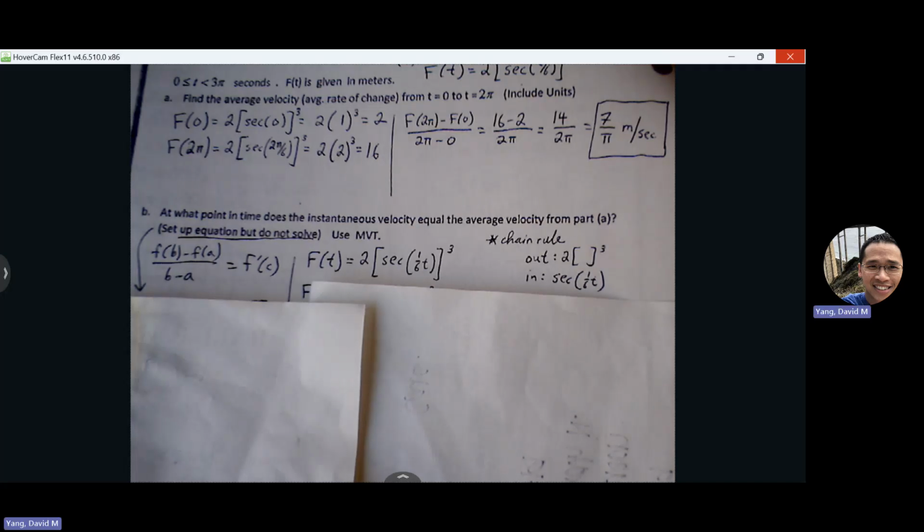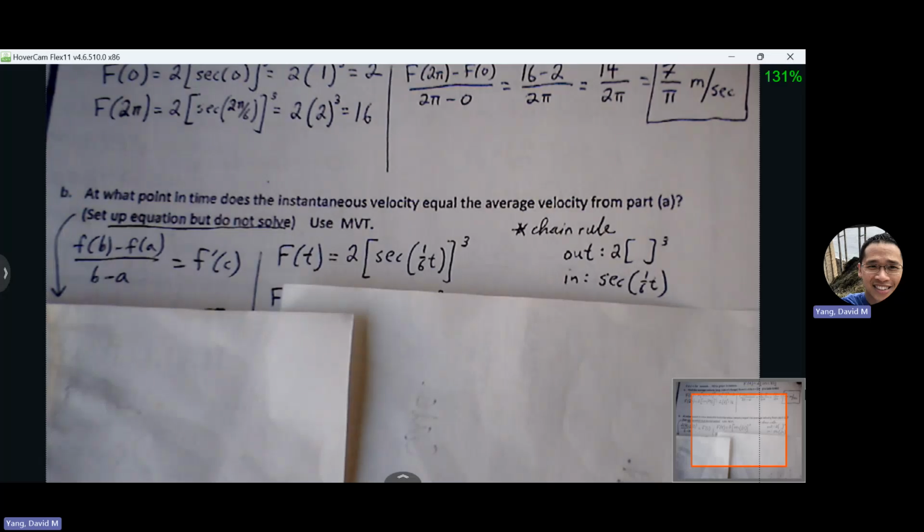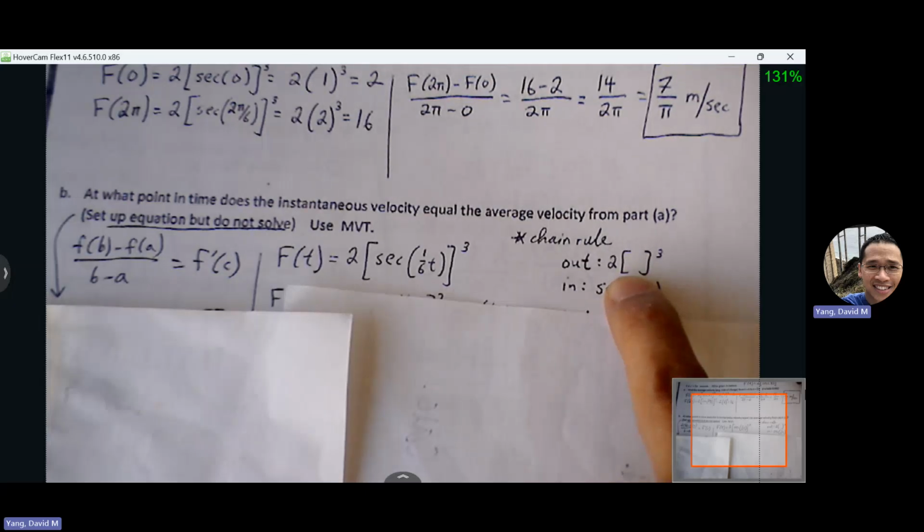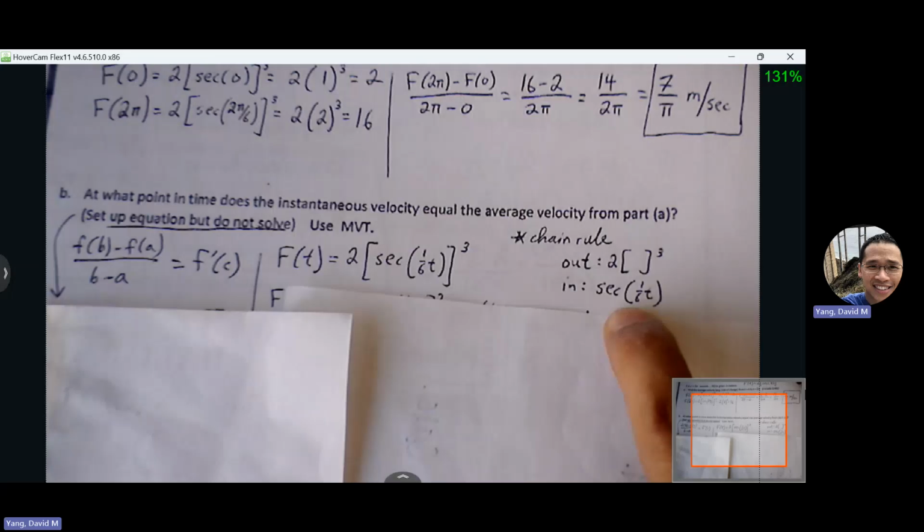So the outside portion is the 2 bracket cubed. The inside portion is the secant of 1/6 t. We're just taking turns with each derivative, right? So 2 bracket cubed becomes 6 bracket squared. Keep the inside intact. And then, ready for the inside, secant of u becomes secant u tangent u times u prime.